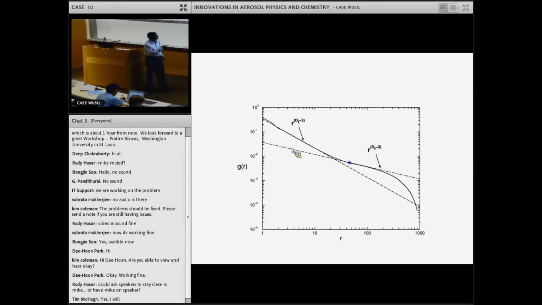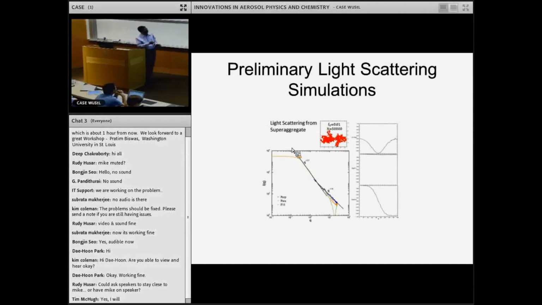If you look at the correlation function of the super aggregates, you see that there is a crossover between these two different DFs. One is that 1.8, and then you have the larger 2.5, and then you hit the edge of the cluster, and there's a cutoff. Finally, we are also doing light scattering and absorption modeling from these superclusters. Here I'm showing you the result for a cluster with 50,000 particles. We're trying to go up to 5 million particles with the dipole approximation.